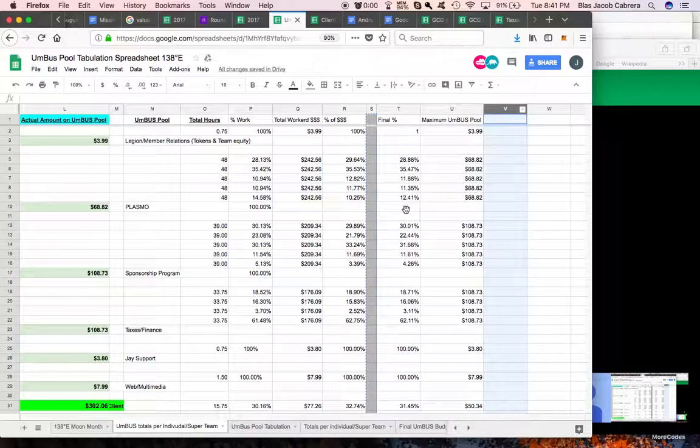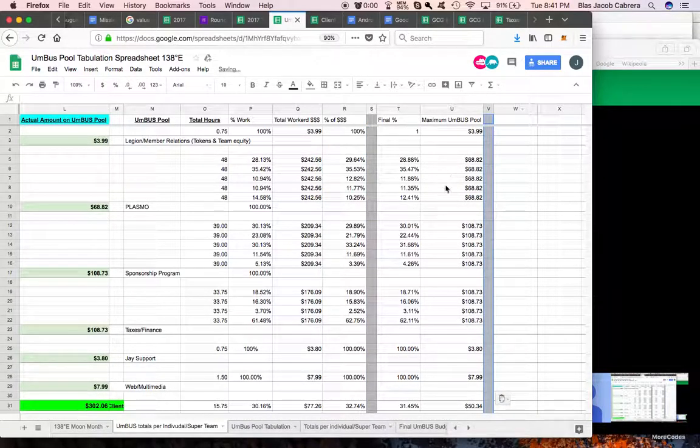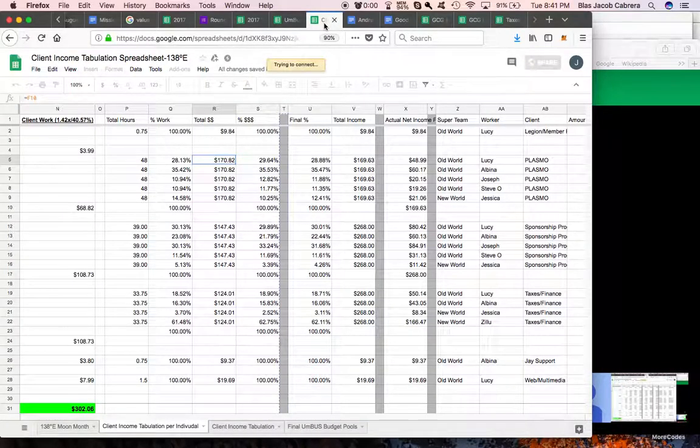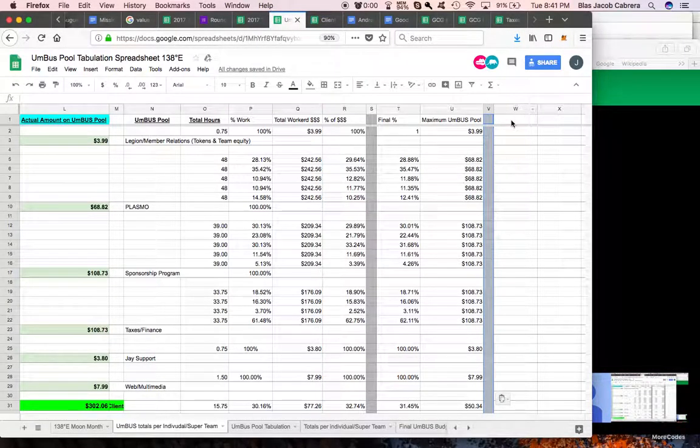We have the exact percentage of each person's work, the exact maximum amount that can come in total, and then we do the actual net worker. So this is the net worker. We could just call it a contribution. Technically, it's to team income. So instead of global income, it's technically super team income.